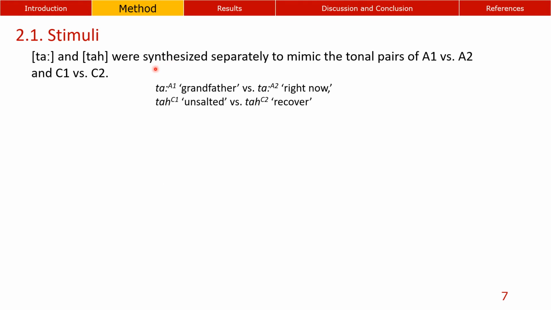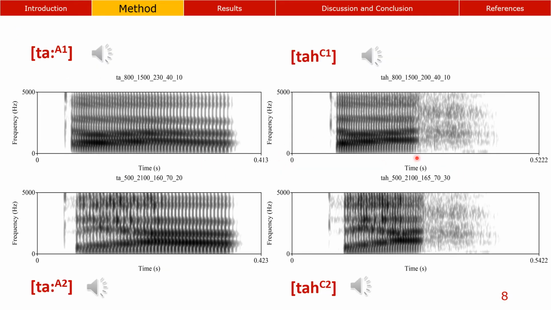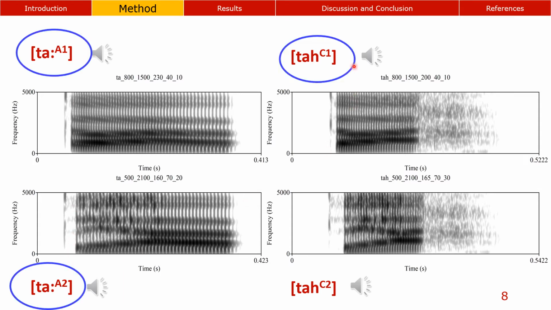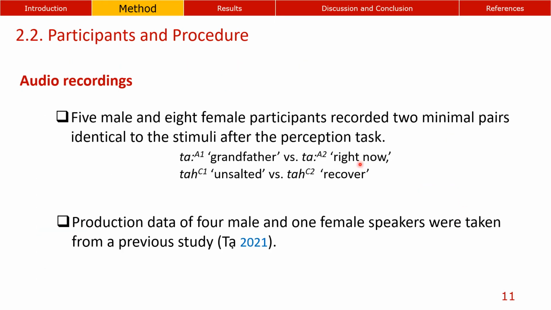The stimuli were synthesized to mimic the two tonal pairs of A1 versus A2 and C1 versus C2 by manipulating four acoustic properties: F0, voice quality, and vowel quality. Now we can hear four representative stimuli whose parameters are the most typical of the four tones. Listeners had to listen to the stimuli and decide which words they heard by pressing corresponding keyboard buttons. After the perception task, some participants also recorded two minimal pairs identical to the stimuli.